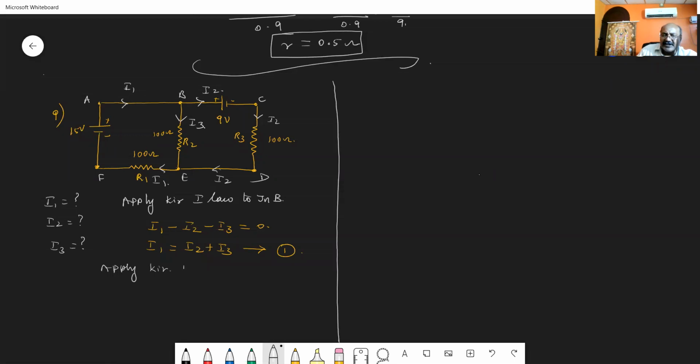Apply Kirchhoff's second law to the closed path A, B, E, F, A. In A to B, there is no resistance, so we can leave it out. From B to E, the product of current and resistance is I3 into R2. This is positive because the direction of current and the path are the same.